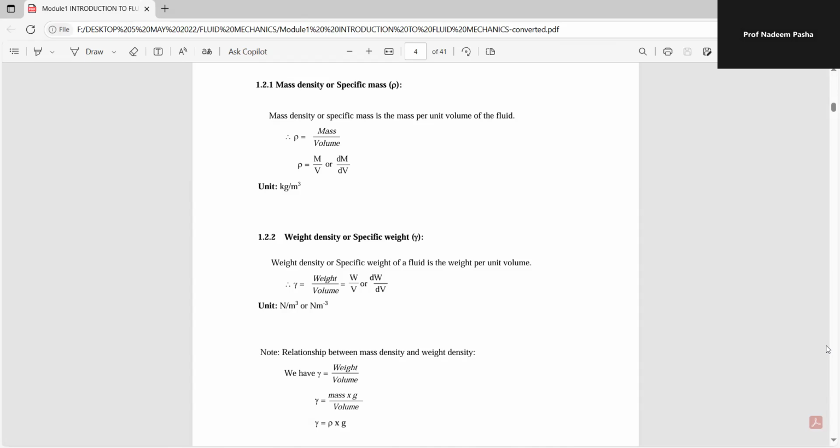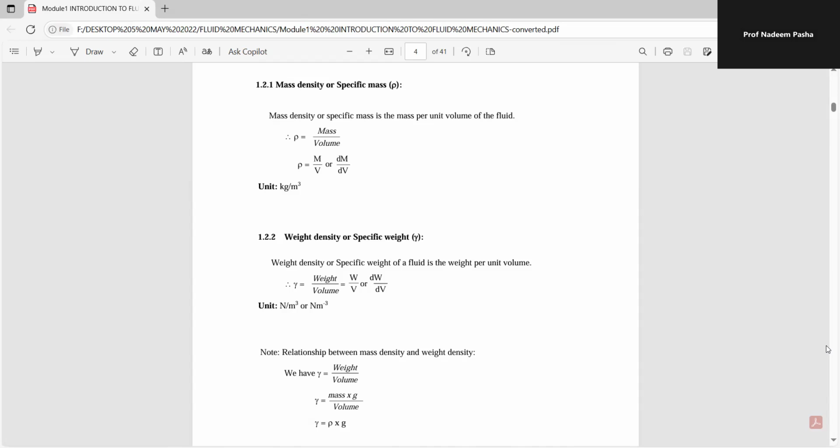So the mass density or specific mass, how are we defining it? It is the mass per unit volume of the fluid. It is nothing but the ratio of mass of fluid to volume of fluid. It is denoted by the symbol rho. Rho is equal to m by v. If a small mass dm is present in a small volume dv, then we denote rho as dm by dv. And the SI unit for mass density is kg per meter cube.